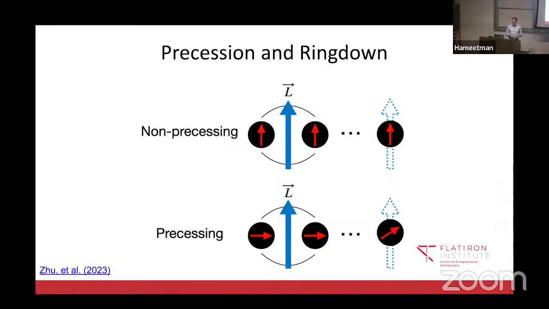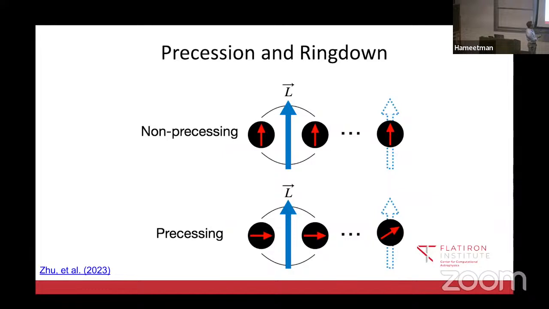It's very likely that this system was precessing, by which I mean that the individual black hole spins in this system are not aligned with the orbit. An aligned system like this does not precess because there's a single axis in common for the orbital angular momentum and the spins, and therefore the total angular momentum. And that is the same axis as the remnant black hole that is formed.